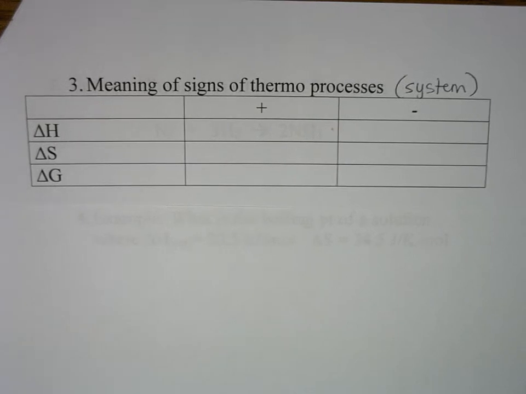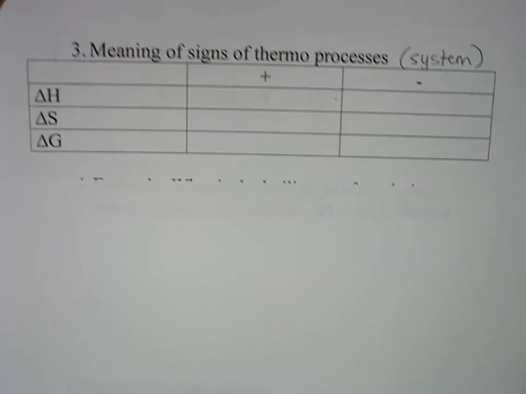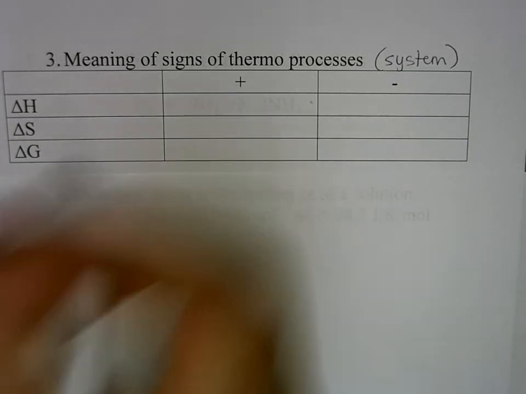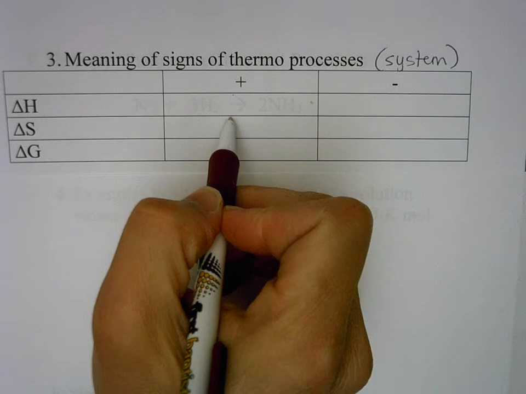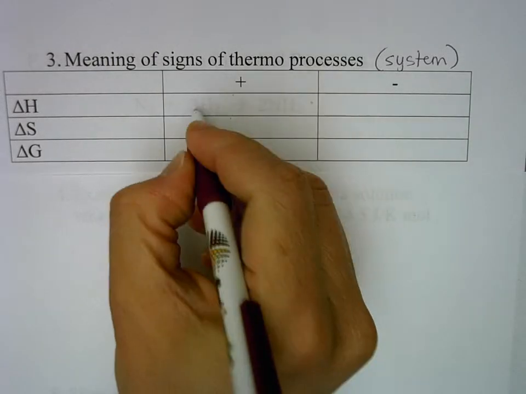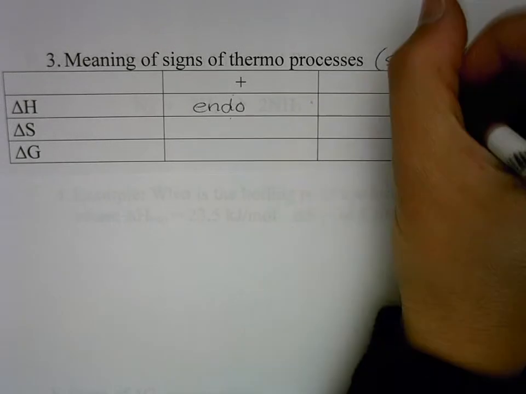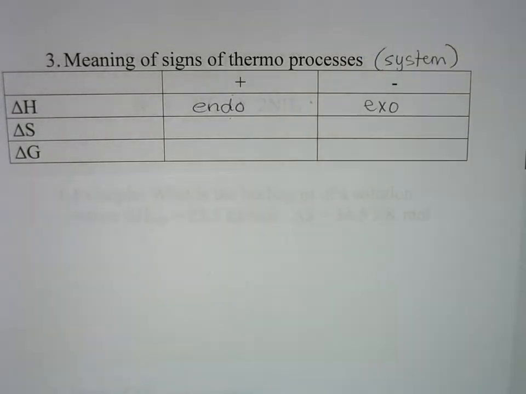If delta H is positive, is it endothermic or exothermic? Do you remember? Positive delta H, endo or exo? Endo. Endothermic, because you are adding energy to the system, being the reaction. That makes it endothermic. Negative delta H values means that the system is losing energy, so that makes it exothermic.